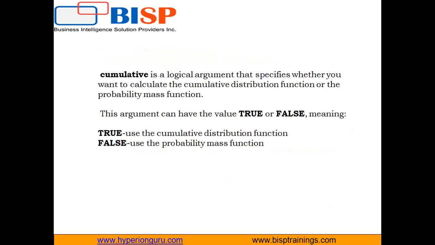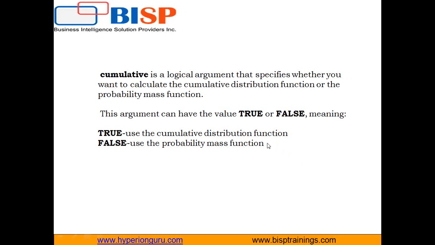If cumulative is true, then BINOM.DIST returns the cumulative distribution function, which is the probability that there are at most number_s successes. If false, it returns the probability mass function, which is the probability that there are exactly number_s successes.